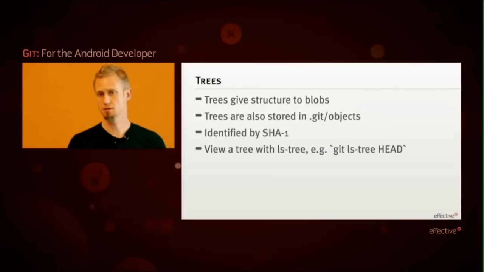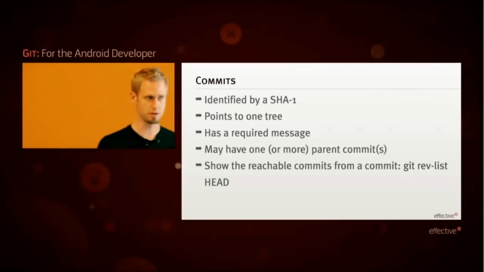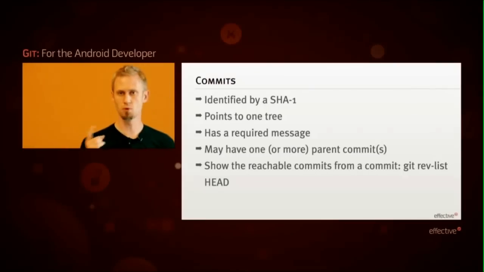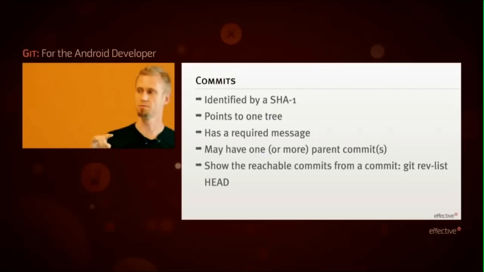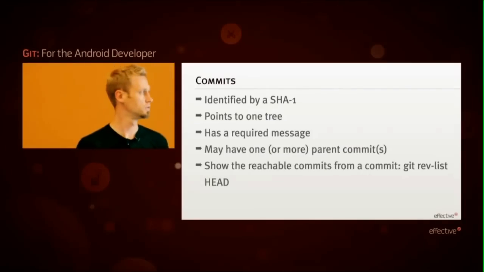Okay, now above trees are commits. Commits are, again, identified by SHA-1 hashes. A commit points to one tree. There's a message that's attached to the commit. You need a message, and it could have a parent commit, and it may have more than one parent commit. But in one case, unless it's a dangling commit, which is a commit that's not referenced and can be garbage collected or thrown away, it should make sense to you that the initial commit of the project doesn't have a parent commit. But commits could have more than one parent commit if they're merged from two different other commits, which happens a lot.